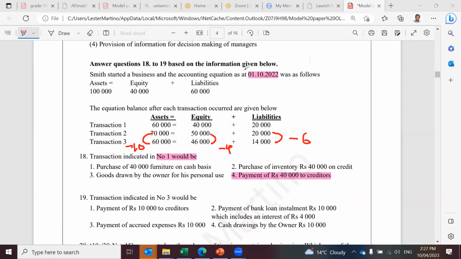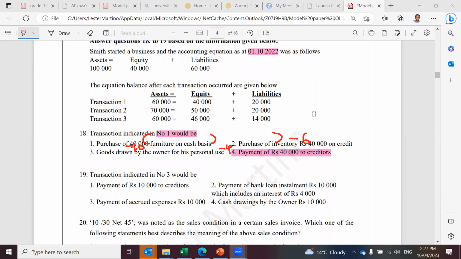Okay. So what could be the transaction? Assets decrease by 10. Equity decrease by 4. Equity decrease by 4 means either it may be drawings or it may be an expense. So liability means it's a settlement of a liability. So just look at the options you have. Payment of 10,000 to creditors, wrong, because there is no expense. Payment of accrued expenses 10,000. No, because the expense should be 4, not 10. Payment of bank loan installment 10,000, which includes an interest of 4,000. So that seems to be the answer. Cash drawings, no.